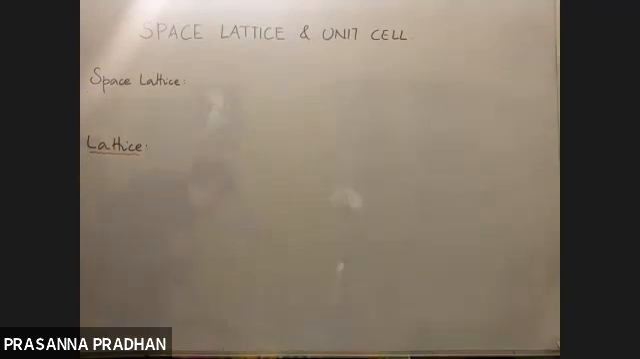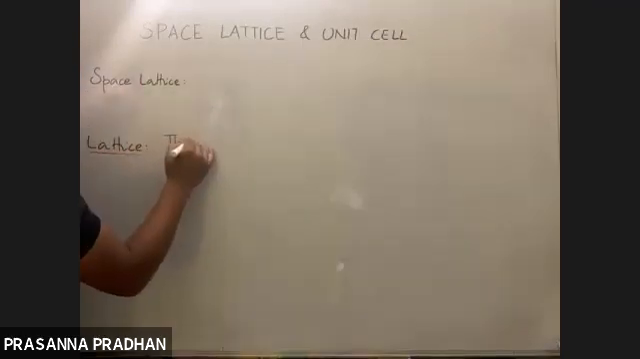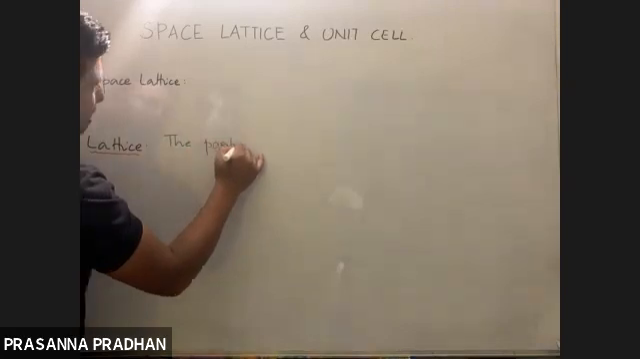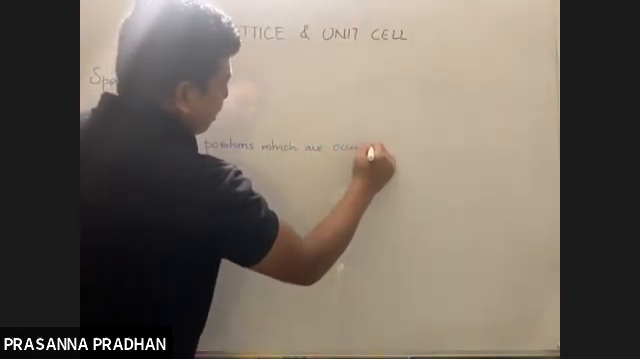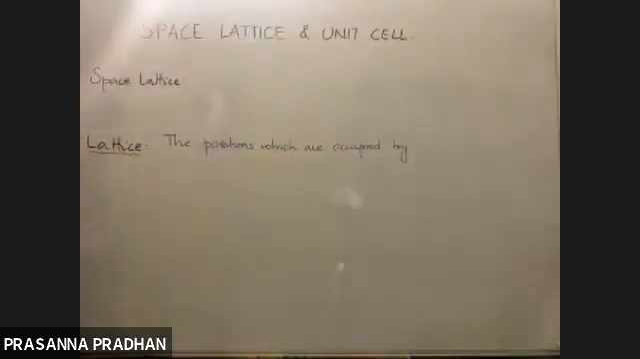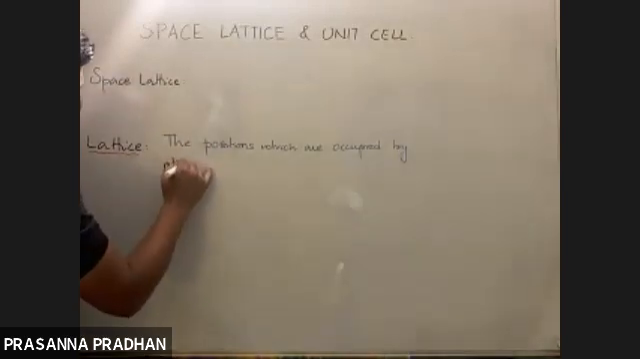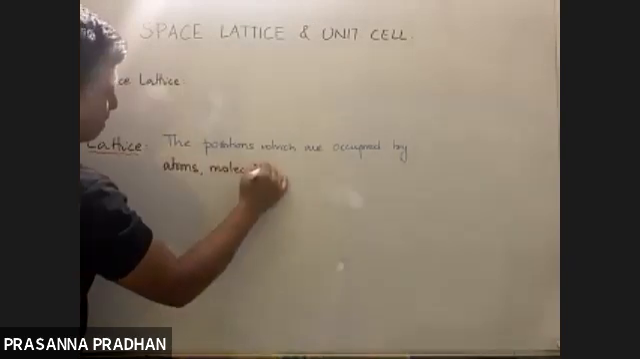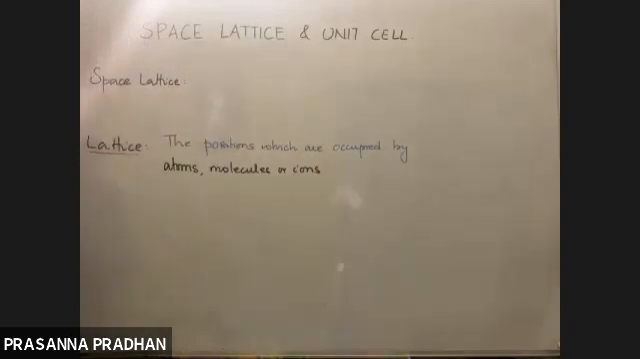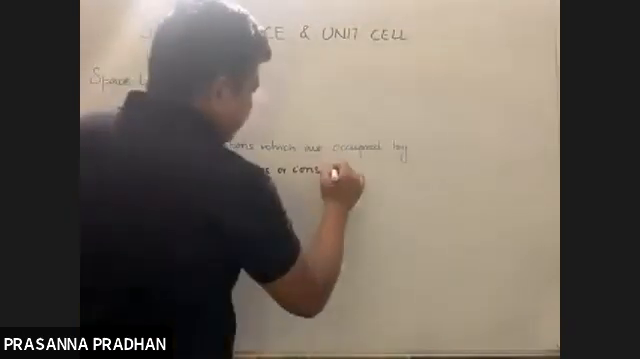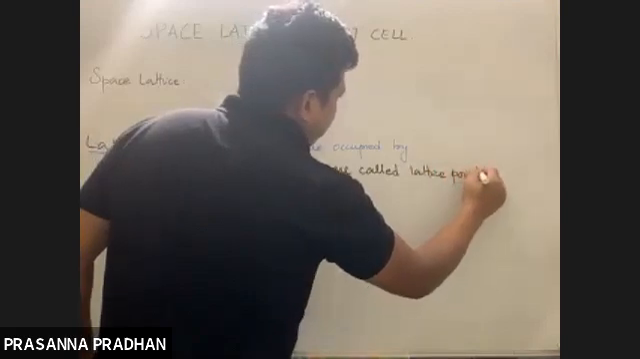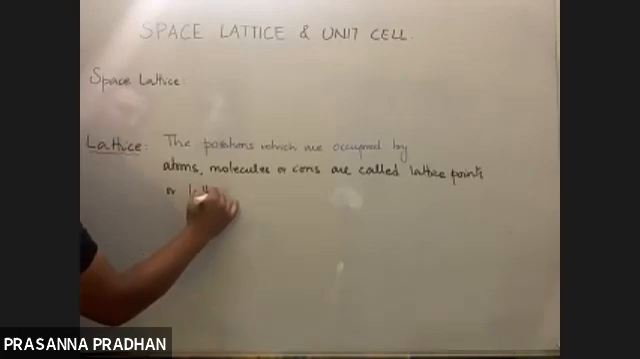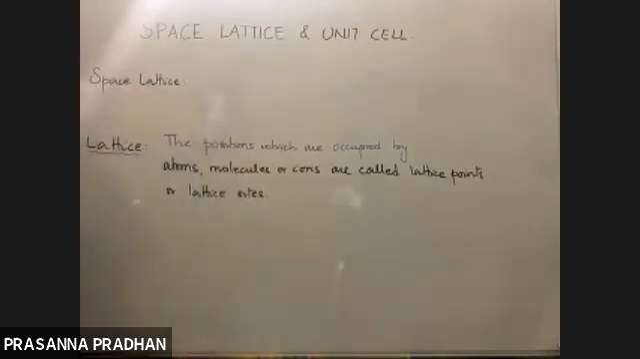Lattice. The positions which are occupied by either atoms, molecules, or ions are called lattice points. These are called lattice points, or sometimes they are also known as lattice sites.